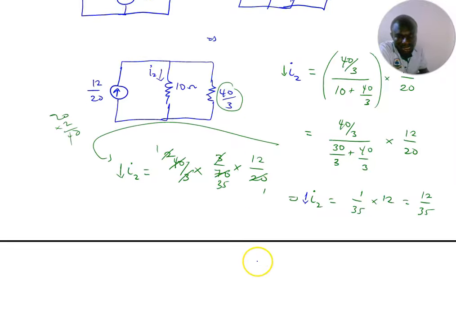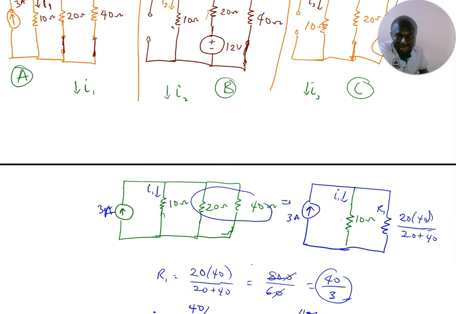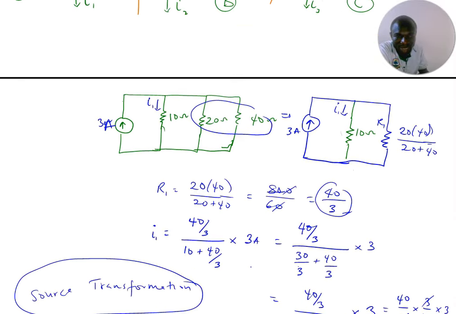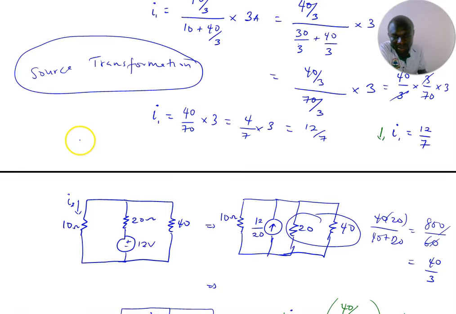So, what is next? Now you are left with the third circuit, that is circuit C. Right? We are done with circuit A. We are done with circuit B.